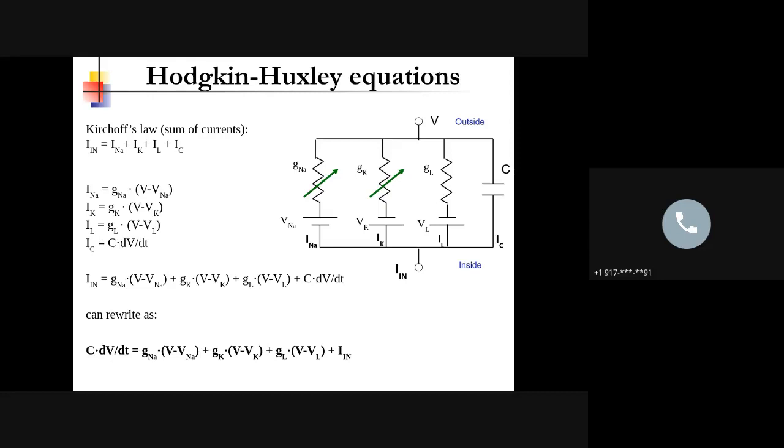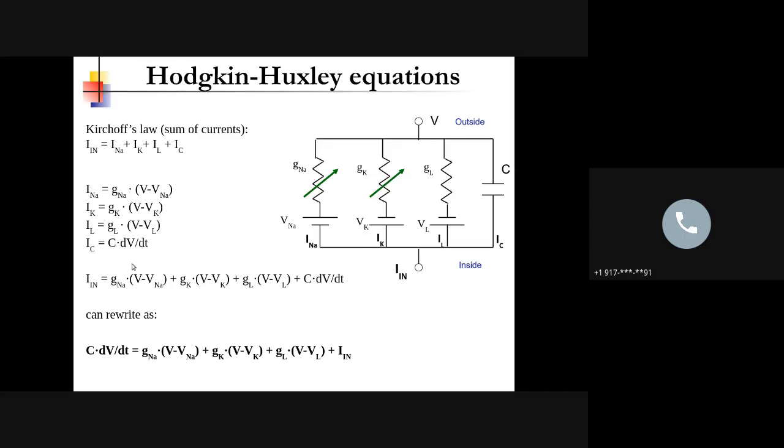If we inject current on the inside, I in here, it has to flow somewhere. That's Kirchhoff's law. There's conservation of current. It's not going to disappear, except when it gets outside and disappears into the ground. So I_Na will be g_Na times V minus V_Na, et cetera, for g_K and g_L. And again, the law of capacitance tells you that I_C is C dV/dt. So I will equal the sum of the four branches.